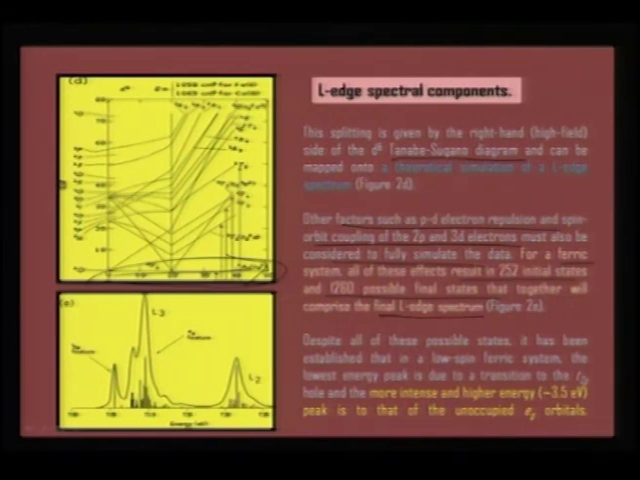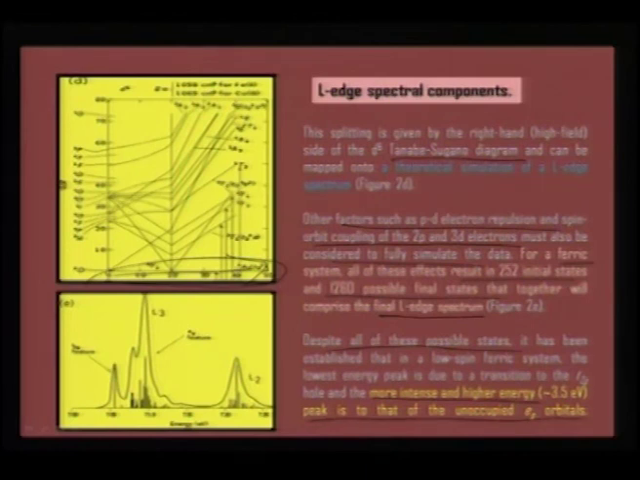But what you would find here, despite all these possible states, is that it has been established that in the low spin ferric system, the lowest energy peak is due to the transition to the t2g hole, and a more intense higher energy peak is that to the unoccupied eg orbitals.